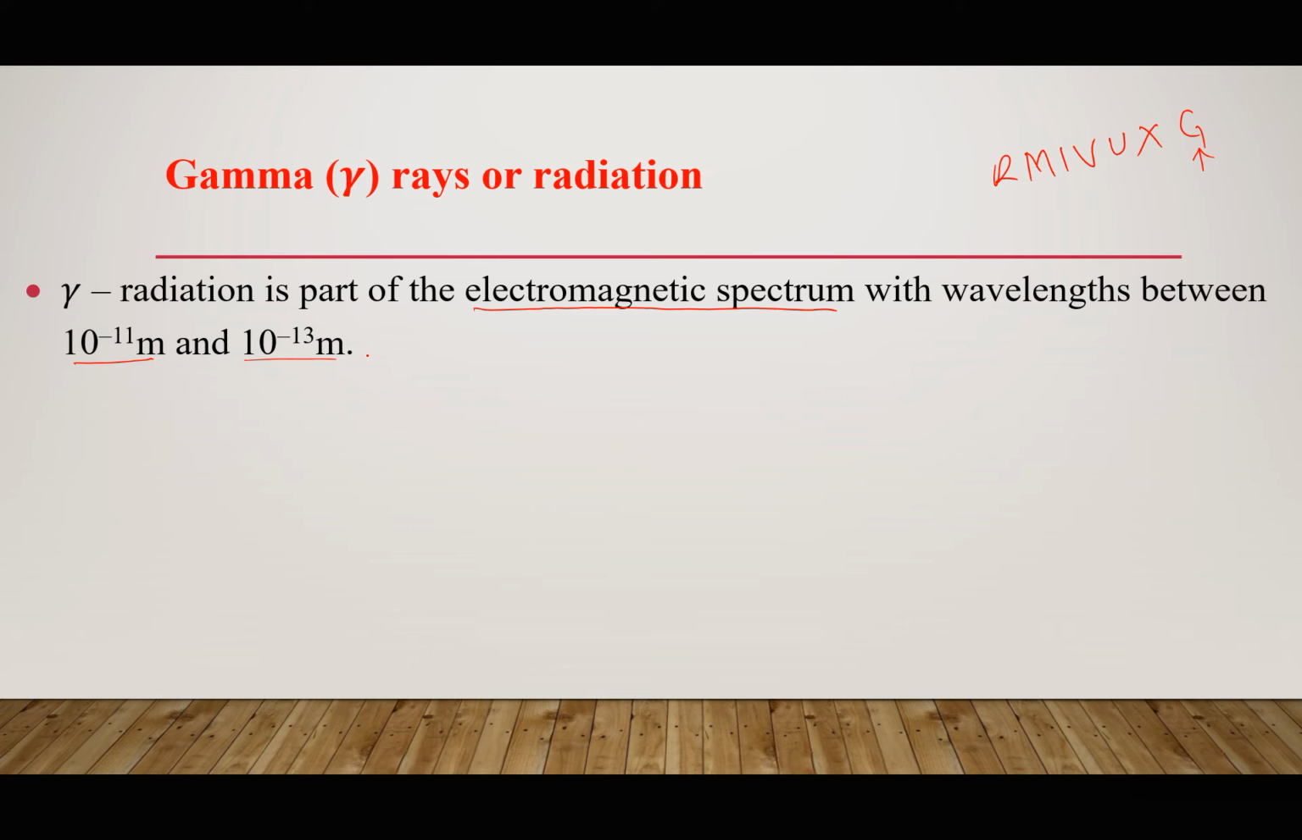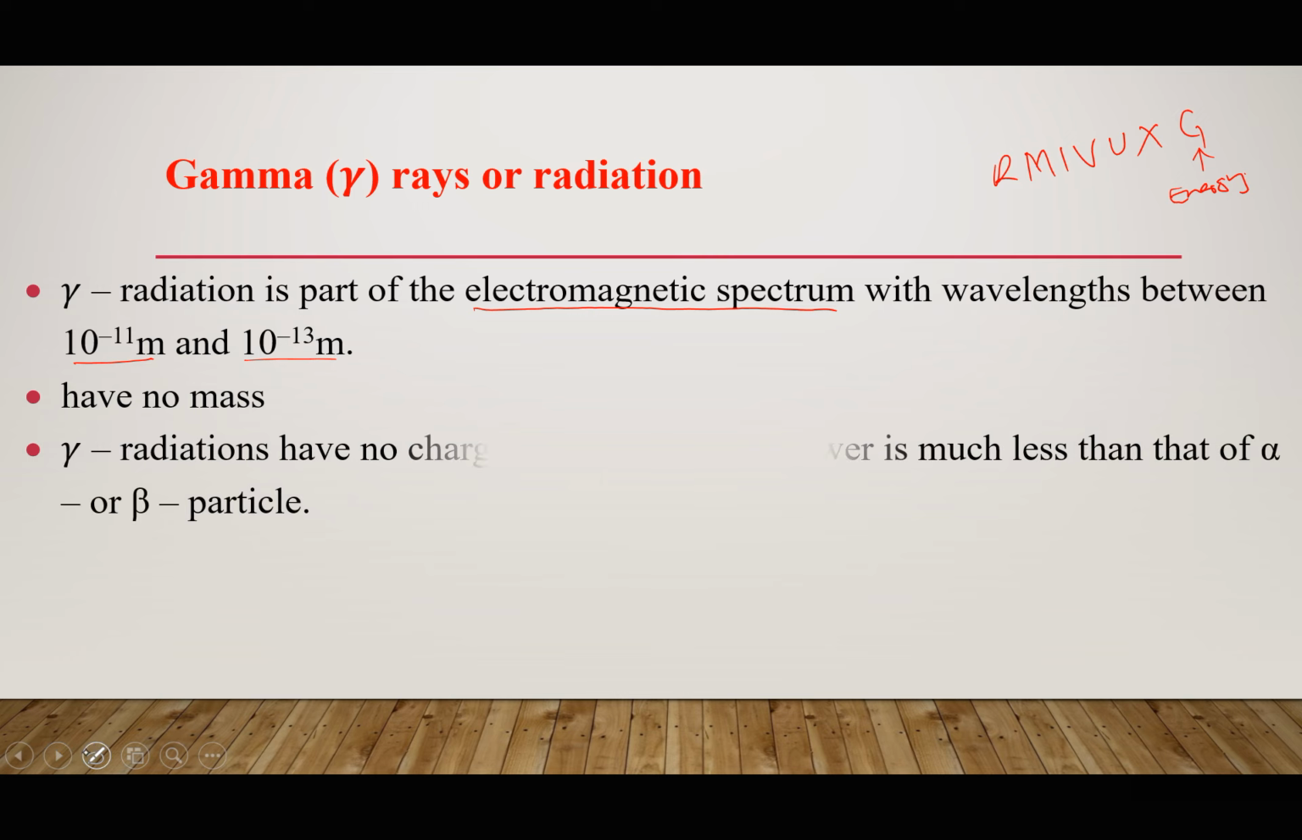Because this is part of the electromagnetic spectrum, it is entirely energy. For energy, we cannot talk about mass, so it has no mass. We can also not talk about charge, so it has no charge. So gamma radiations have no charge, thus their ionizing power is much less than that of alpha or beta.